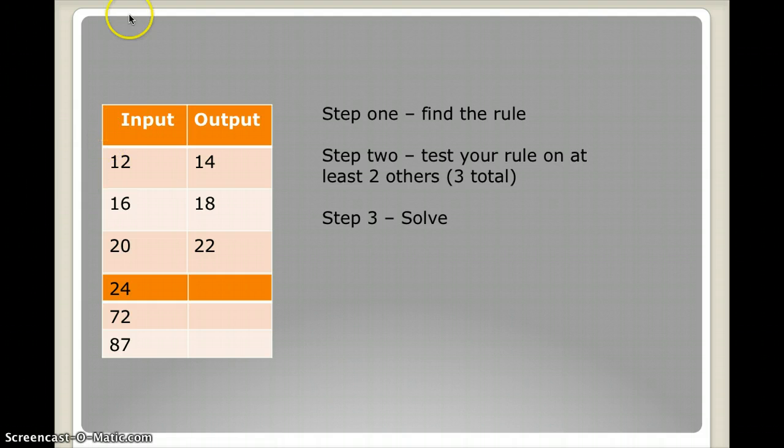Okay? So the first thing we do when we look at this one, and we see 12, it looks like 12 plus 2 is going to be 14. So we're going to test it. 16 plus 2, that does equal 18. 20 plus 2, that is 22. So then go ahead and solve the rest of them. 24 plus 2 is 26. 72 plus 2 is 74. And 87 plus 2 is 89.